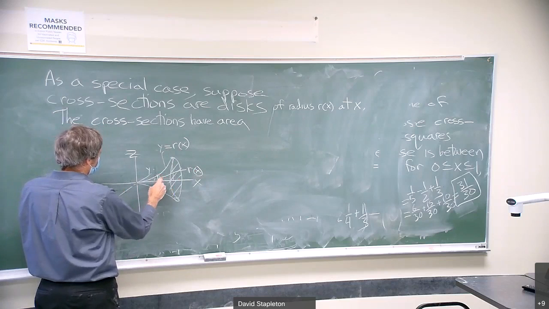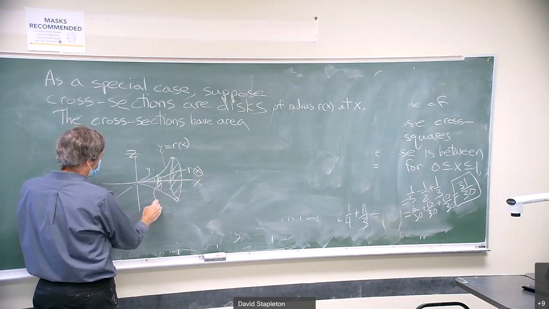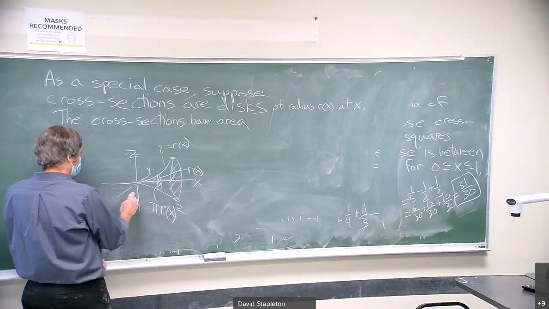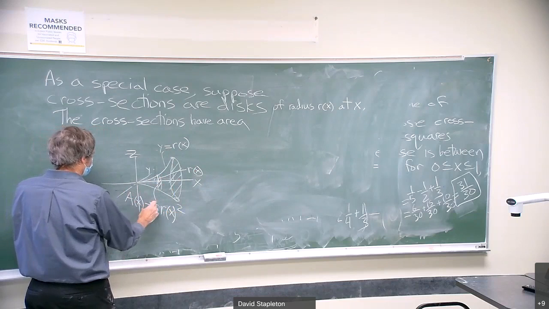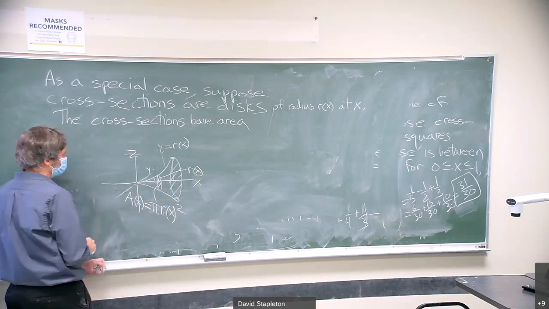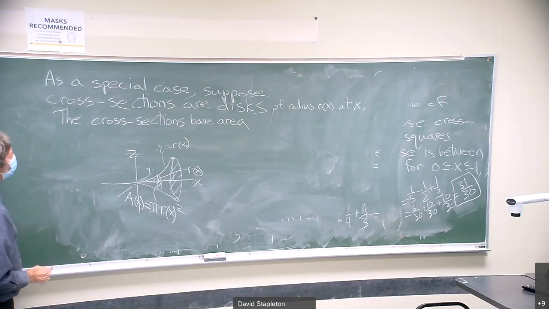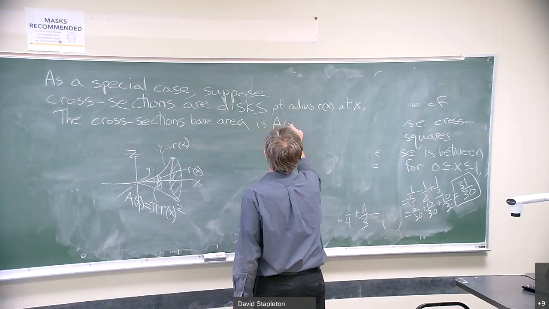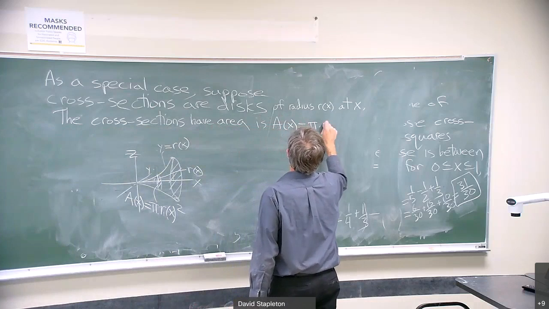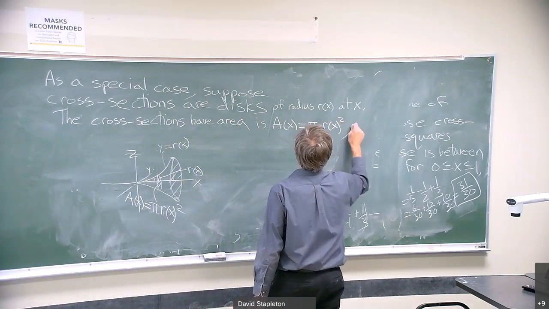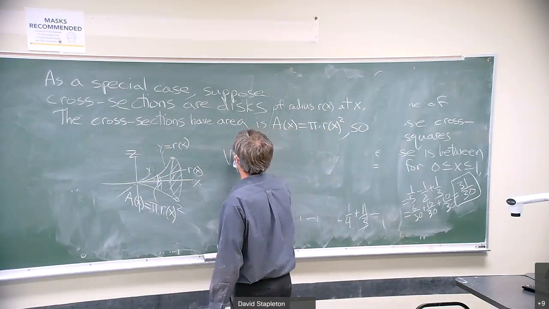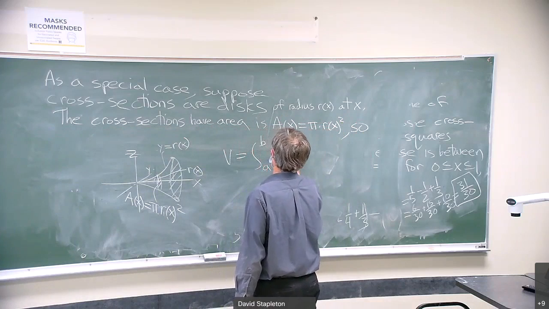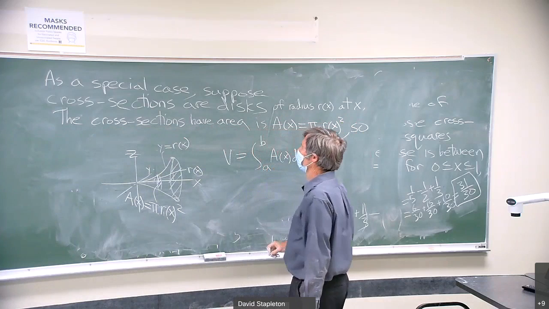And so what's the cross-sectional area at x? Area of a circle is pi r squared, right? That's your cross-sectional area. So the cross-sectional area is A of x equals pi times r of x squared. So what's the volume? By our formula, it has to be the area of the cross-section integrated, right?